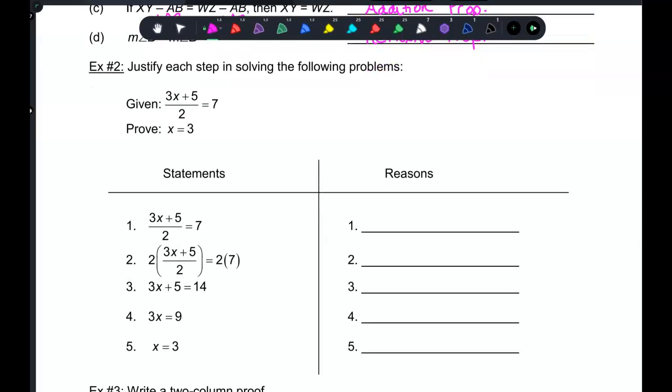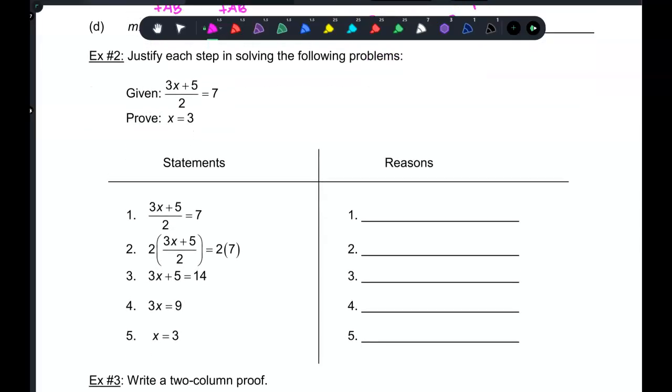Okay, good. All right, so here we have an algebra proof. I've given you all the statements. So we are given 3x plus 5 over 2 is equal to 7. We want to prove that x equals 3. You would say given. All right, first step, given. Okay, to go from step 1 to step 2, multiplication property.